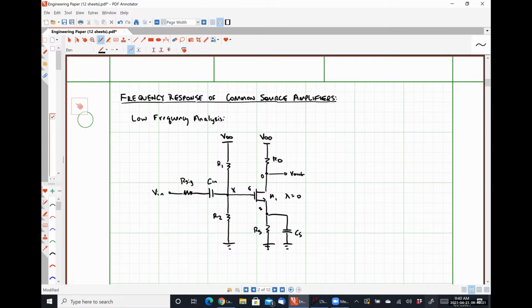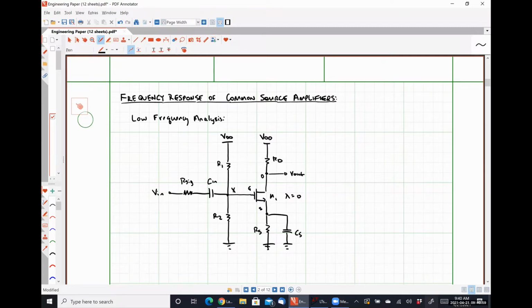this provides a more stable DC operating point, and at sufficiently high frequencies, this capacitor CS is going to act like a short circuit, which will short out our degeneration resistor, meaning that it will look like a basic common source amplifier without degeneration at high frequencies, or really in the mid-band there. So we are going to be analyzing this circuit at low frequencies, where this capacitor CS and this capacitor CN can no longer be treated as short circuits.